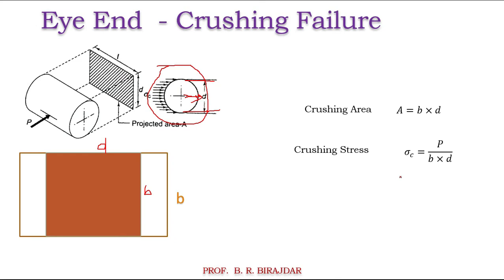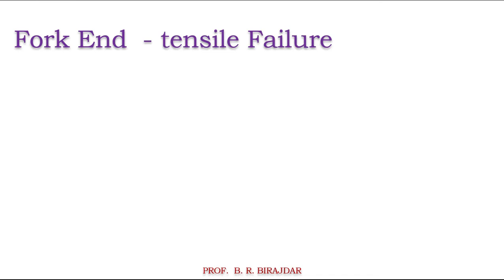So this is what we considered for the I end, on which the tensile stress, shear stress and the crushing stress, all these three types of failure stress we considered. That is the design related to the I end. Now we will move to the next, the fork end. Again here we have to consider all these three.